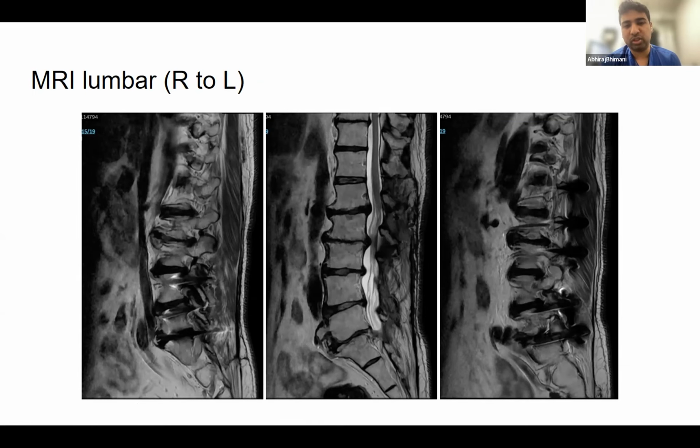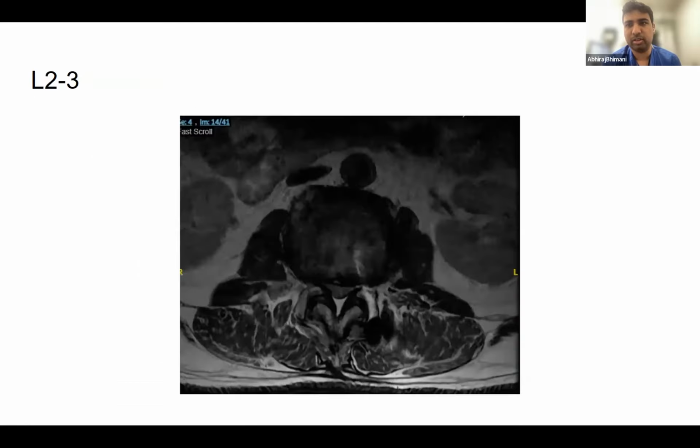In this case, L1 to S1 with the central decompression of L1, L2, as well as a foraminal decompression of L4, 5 and Ponte osteotomies. Okay. You could also extend the fusion up if you're worried about adjacent segment disease.